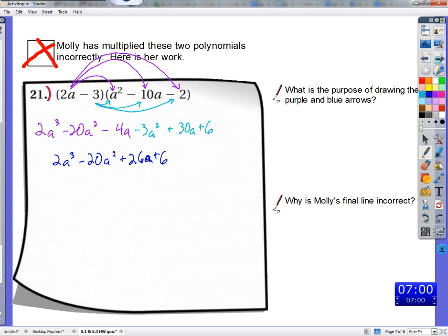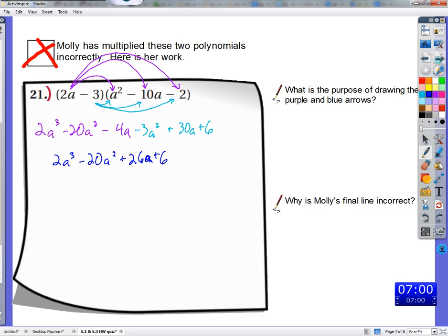To make it easier to distribute, right? There's a lot of stuff to distribute and a lot of stuff to distribute that stuff to, right? We got two things to distribute. That's the polynomial on the left. We got three things to distribute both of those things to. That's six things. You could easily lose track.